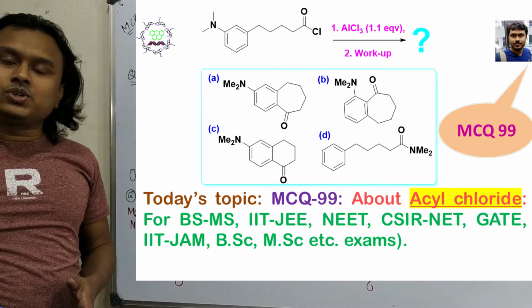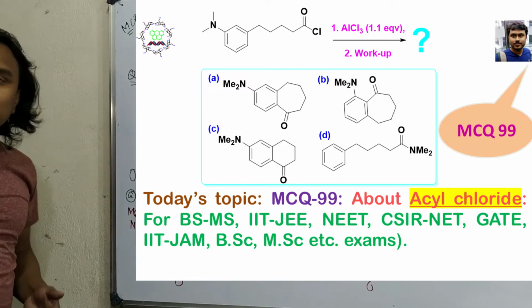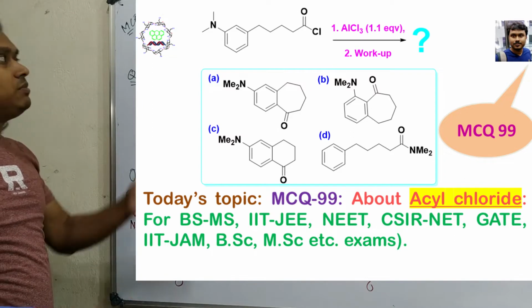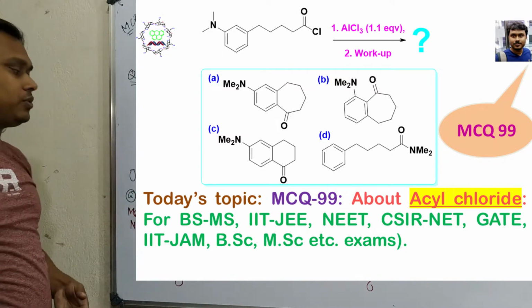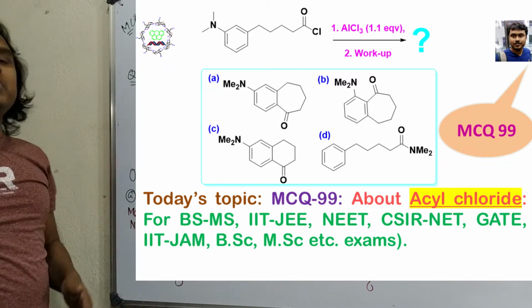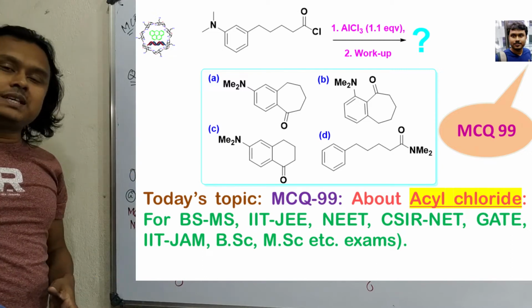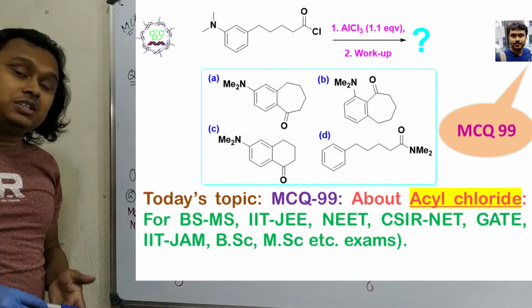In this lecture, we are going to discuss an MCQ which is presented in front of you on the board. As usual, I first request you to please read the question carefully. This is the condition given. The question is: what is the correct structure of the final product? Four options are provided, and one of them is the correct answer. Such questions could be useful for exams like BSMS, CSIR NET, IIT JAM, IIT JEE, NEET, etc.